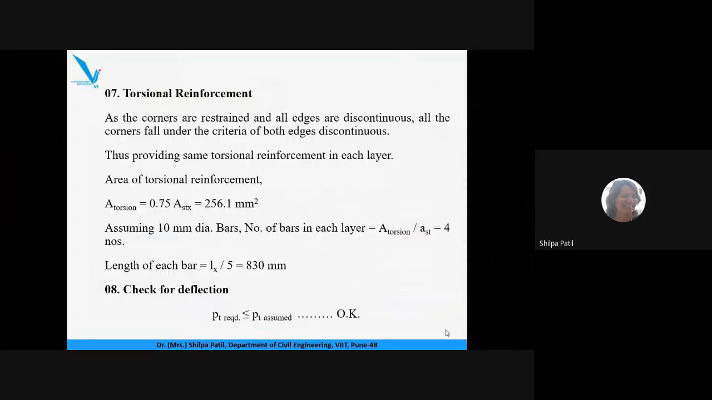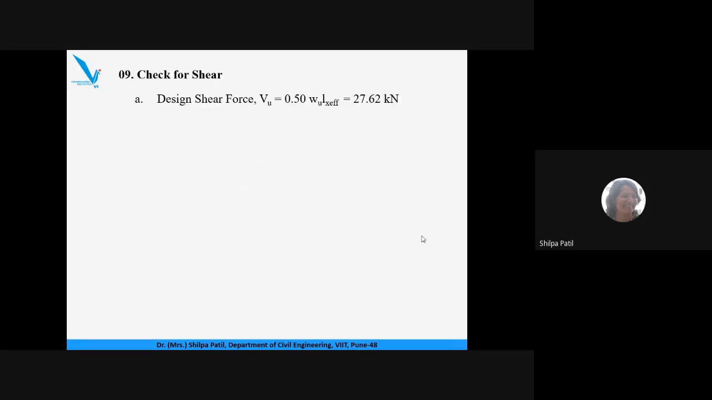Is it clear? Torsion reinforcement calculations. Though when you read the clause from the IS code, it looks complicated and difficult, if you consider the calculation, it is very easy. Calculation part is easy. Shall we move ahead? Yes, ma'am.